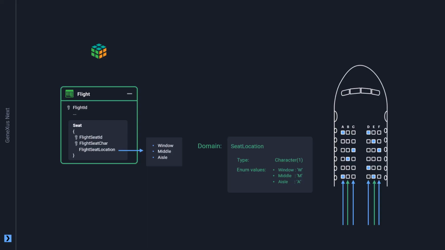For example, to assign a value by code to the flight seat location attribute, using an assignment rule, we can do it like this, writing domain name dot value name. This will internally store the character W in the database attribute, the equivalent to writing the character directly.